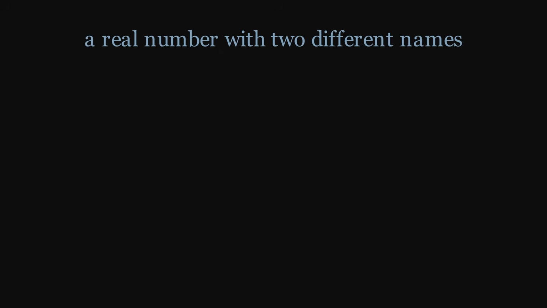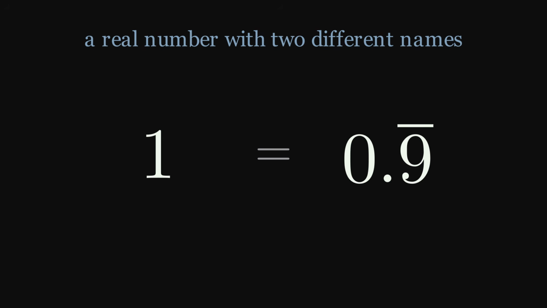There is a real number that has two completely different names. The first name is 1. The second name is 0.9, with the 9s repeating forever. The first name is the one you have known since you were 5 years old. The second name is the one you have probably been told, at some point, is wrong. It is not wrong. Both names refer to the same number.